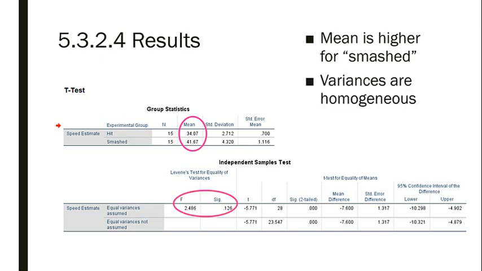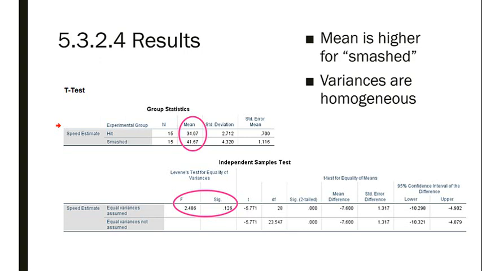Well, in this case, we've got a relatively small F ratio, 2.486, and our significance level, our p-value, is greater than 0.05. So we can conclude based on the Levene's test that the variances are homogeneous, so that assumption of homogeneity of variance is valid.